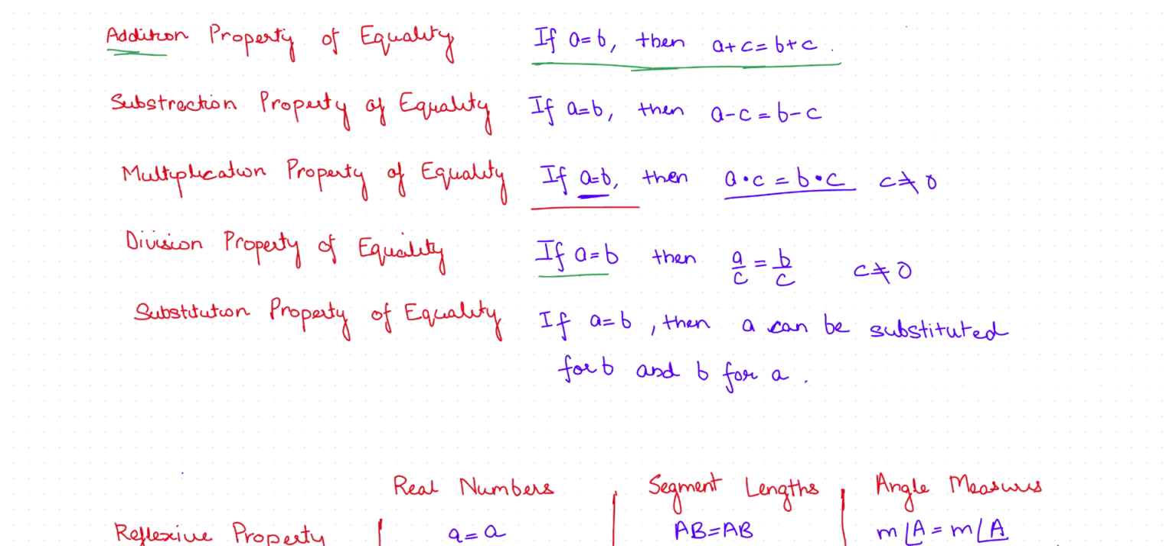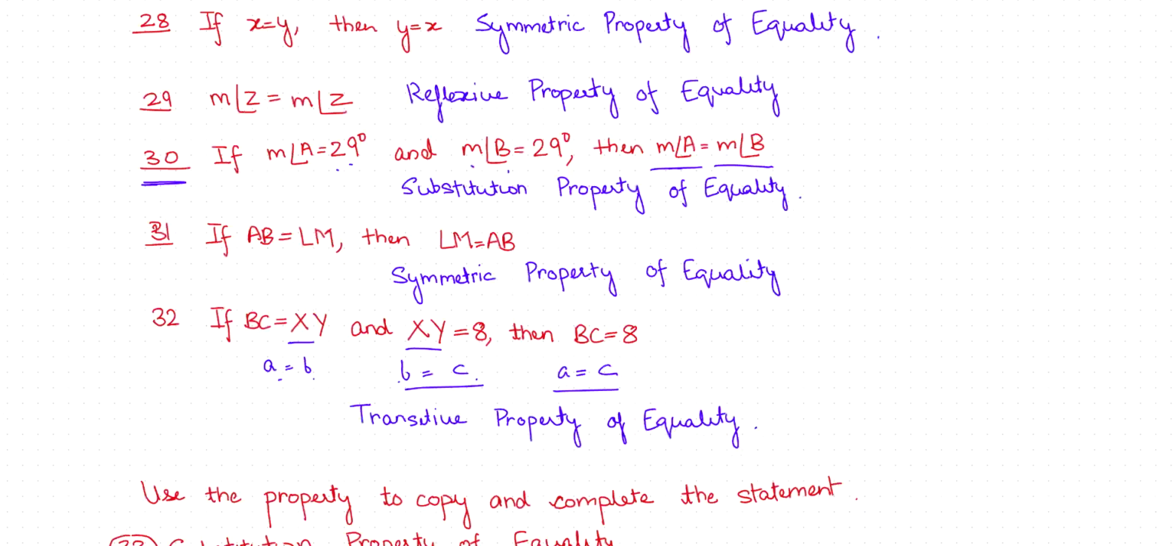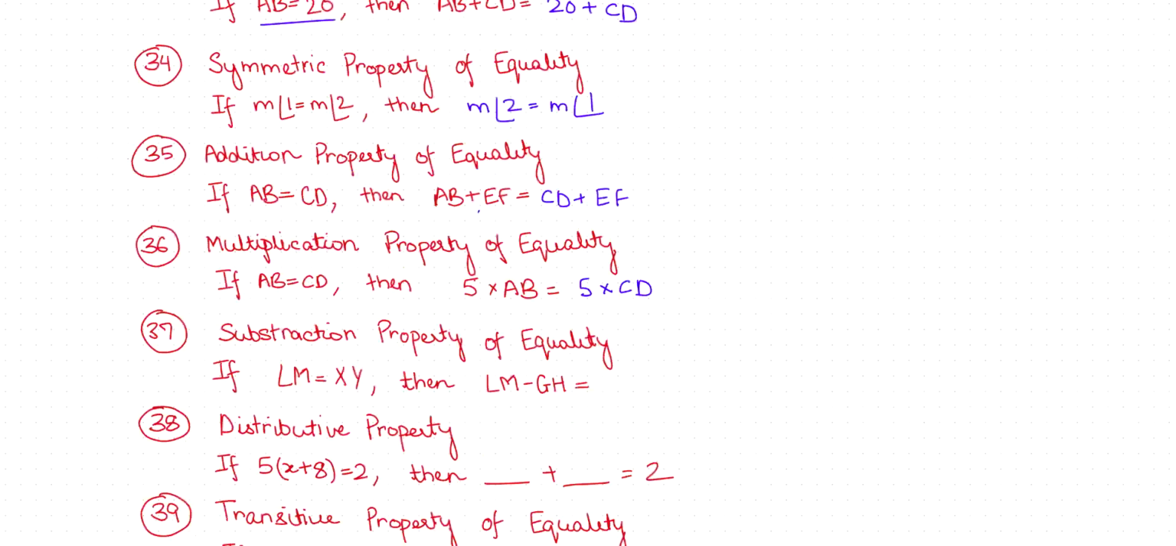Now, what is the next question? If we have to use the subtraction property of equality, if LM is equal to XY, then LM minus GH. Basically, we subtracted GH from the left hand side, so we have to subtract GH from the right hand side. So this would be given as XY minus GH. Okay, now let's do the next one.